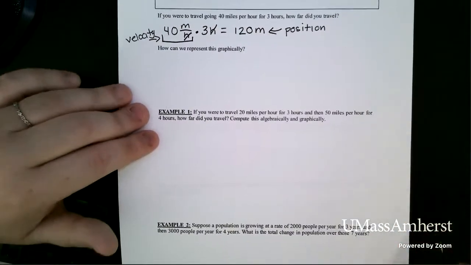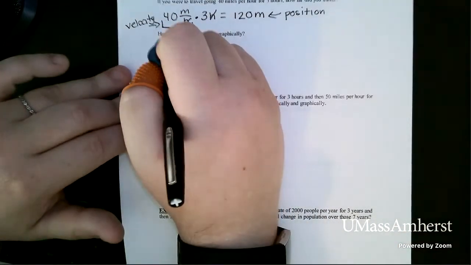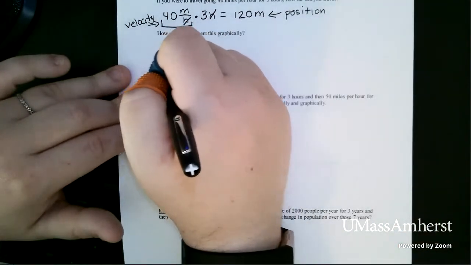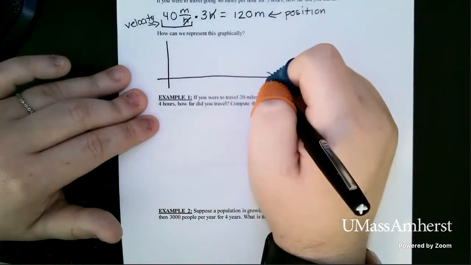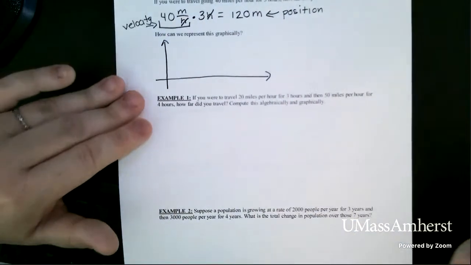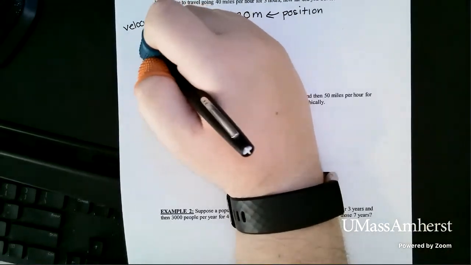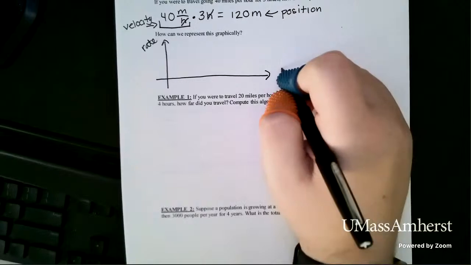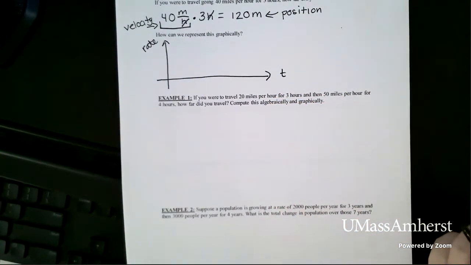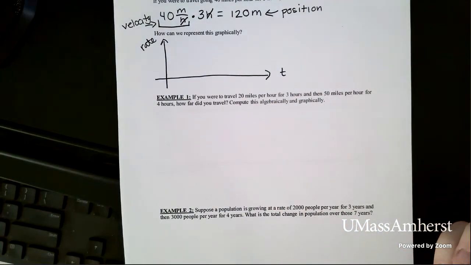How do we represent this graphically? We're introducing a new way to think about this through graphing, okay? So when we have this type of problem, we want to graph our rate, or our derivative, versus time. Okay, so for this particular problem, our rate was 40 miles per hour.